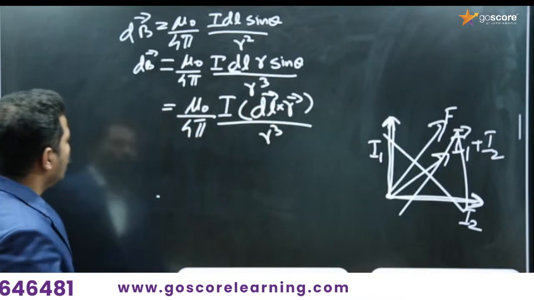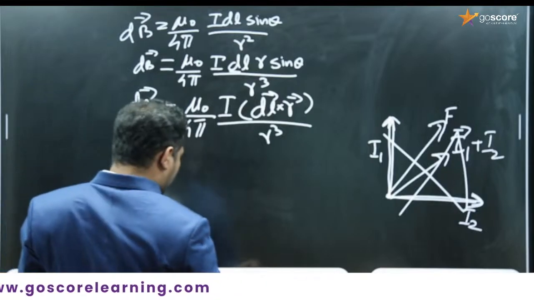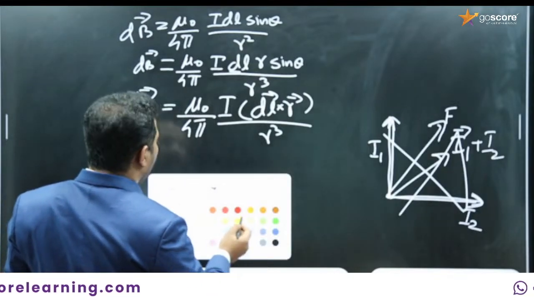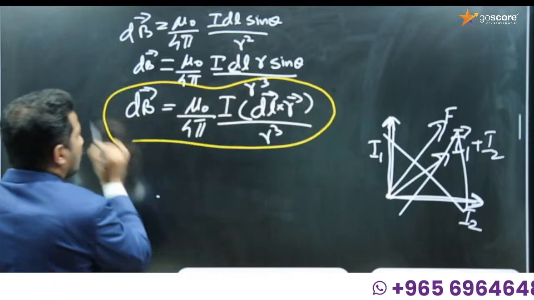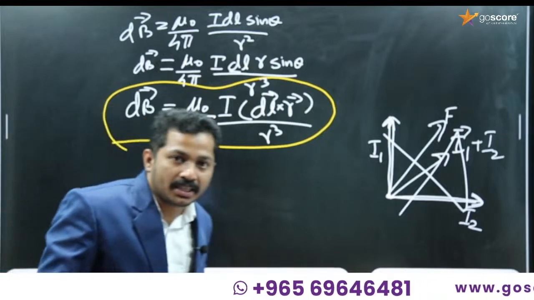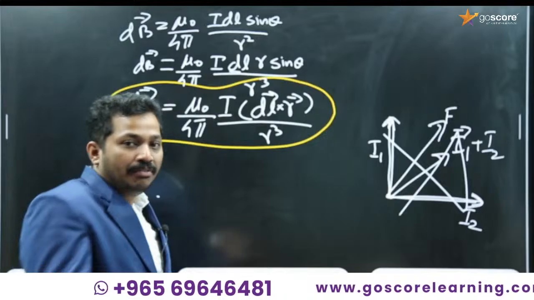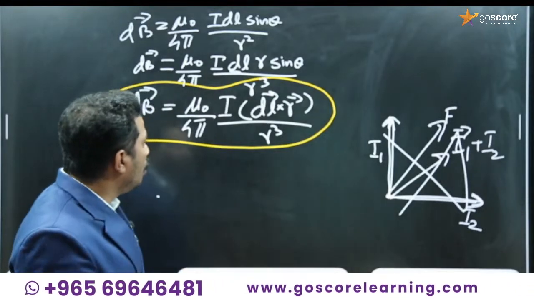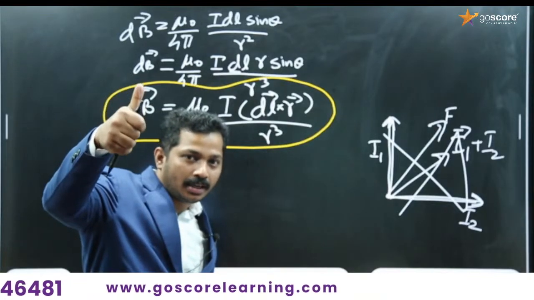Is that okay? So what does our equation become? Vector dB, in vector form we can write it like dB is equal to mu 0 by 4 pi I into vector dl cross vector R divided by R cube. So in vector form we can write Biot-Savart law in this form. Okay, is that clear? Give me a thumbs up.